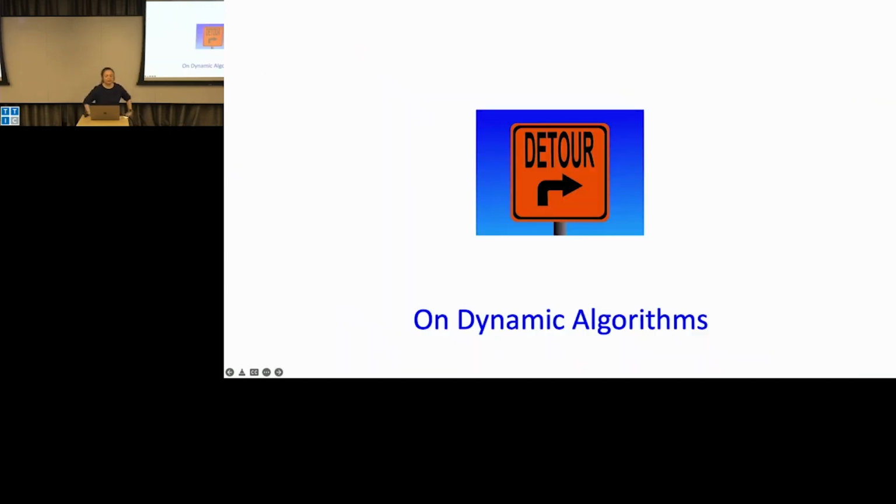Because we'll be talking about dynamic algorithms for the rest of the talk, I'm going to take a little detour, and I'm going to say a few things that are important to know about dynamic algorithms. So first, how do we measure how fast our dynamic algorithm is? There is a notion of update time.